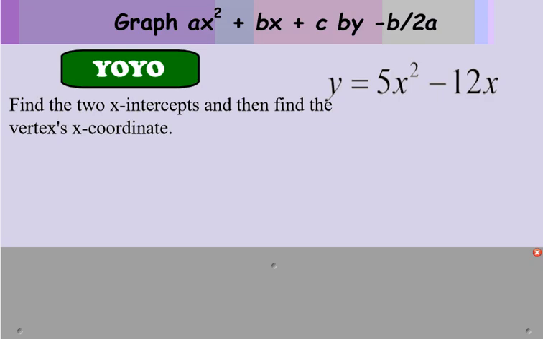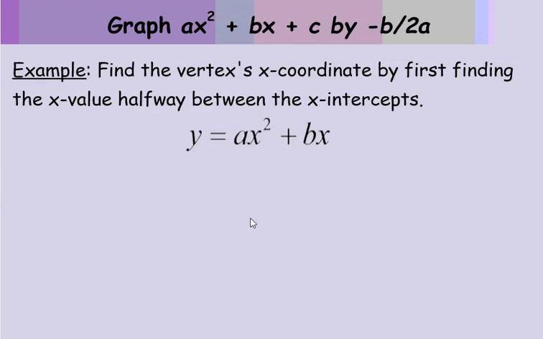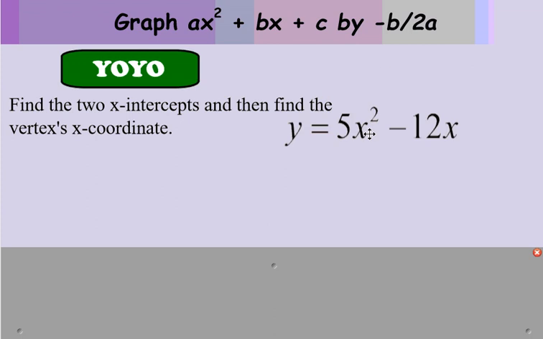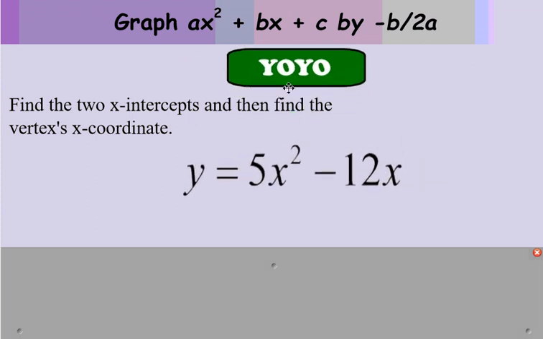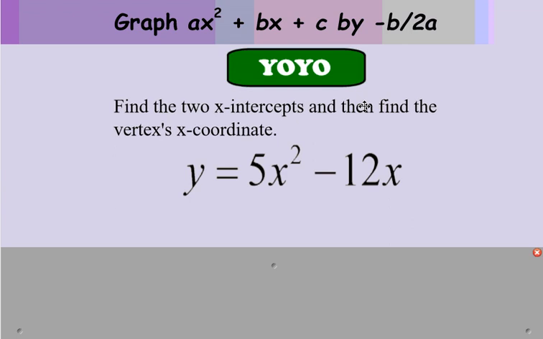I'd like you to try this one more time because what we're going to do here in a second is do it with just variables to get a formula. I'm going to ask you to do it once on your own with numbers so that you are confident that you're going to be able to follow along when we do it with the variables. So pause the video now, take maybe a minute, minute and a half for yourself to try finding the two x-intercepts and just the vertex's x-coordinate. That's all I want you to find: where are the two x-intercepts and then where's the vertex's x-coordinate. So pause the video now, give yourself a minute, minute and a half to try it. Unpause it once you've had a chance to try answering those questions.